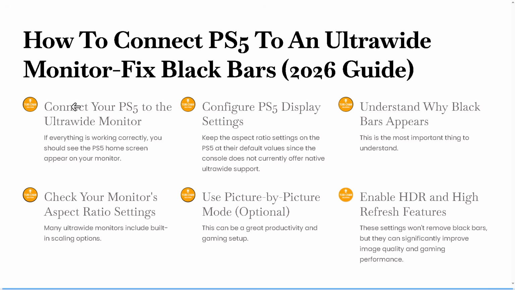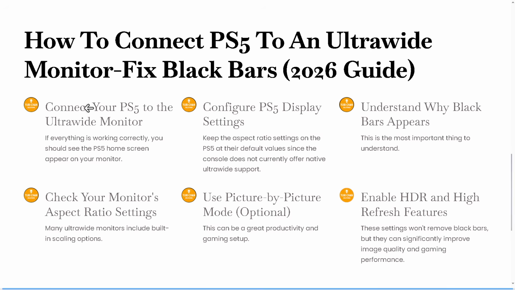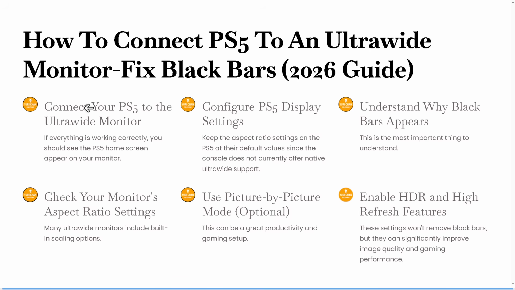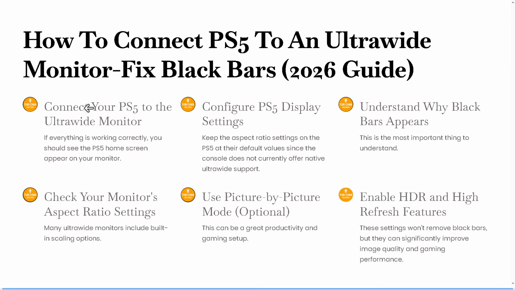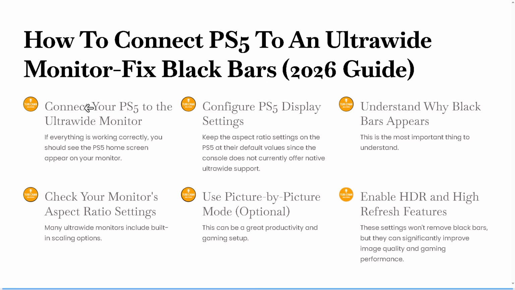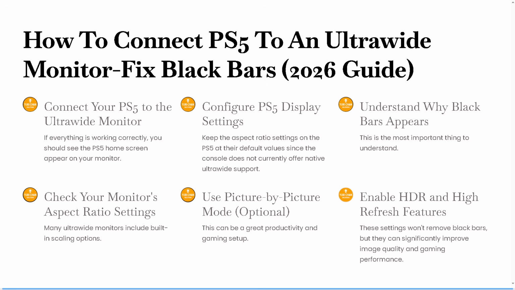So the first thing that you need to do is connect your PS5 to the ultra-wide monitor. Power off your PS5 and monitor first, and then take the HDMI cable that came with your PS5 or any certified high-speed HDMI cable and connect one end to the HDMI port on the back of your PS5. Connect the other end to an HDMI input on your ultra-wide monitor, and once connected, turn on your monitor first, then power on your PS5. If everything is working correctly, you should see the PS5 home screen appear on your monitor.